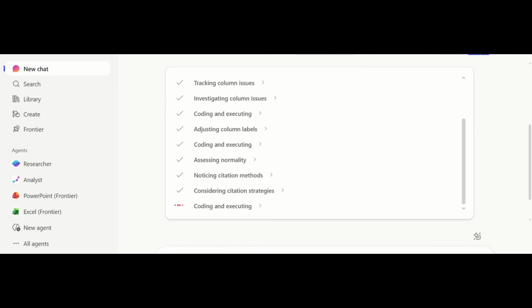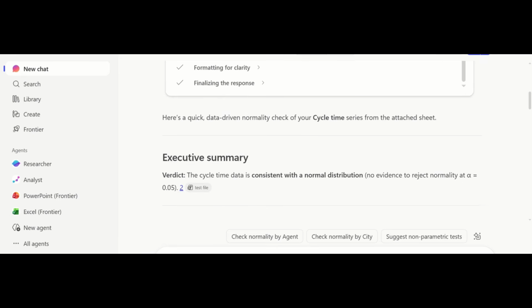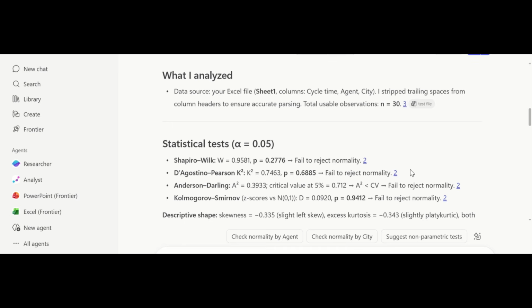So you can notice that it is not as quick as Minitab. In Minitab, I would have got the result very fast. It is still working. Oh wow. Data source in the Excel sheet, column 1, cycle time, agent, city. I stripped a trailing space from column headers to ensure accurate parsing. Total usable observations n is equal to 30. That's very true. Statistical test alpha is equal to 0.05, which is again very true.